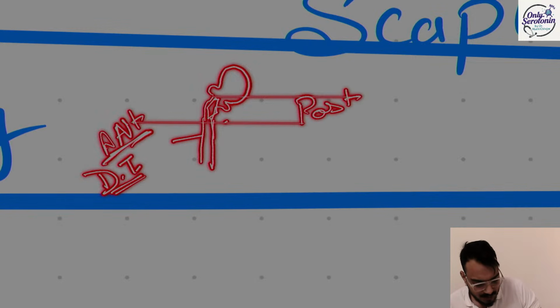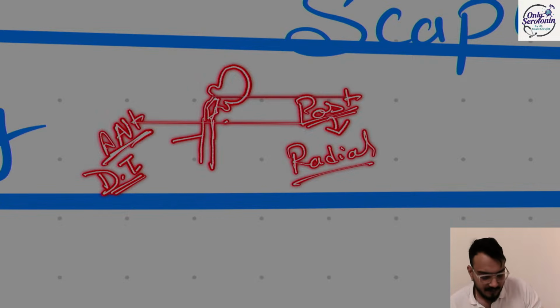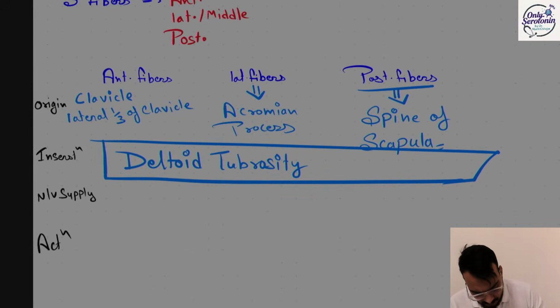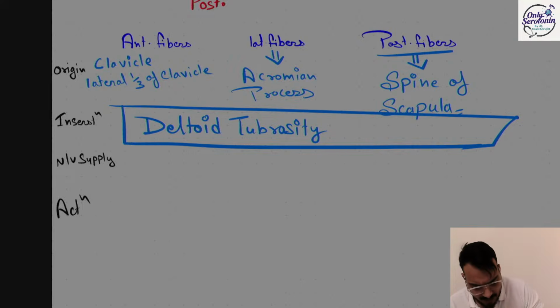On the posterior side we have the radial groove, from which the radial nerve passes. The radial groove is present on the posterior side of the shaft of the humerus. Nerve supply again: which nerve were we studying? We were studying the axillary nerve, right? So the nerve supply is the axillary nerve.